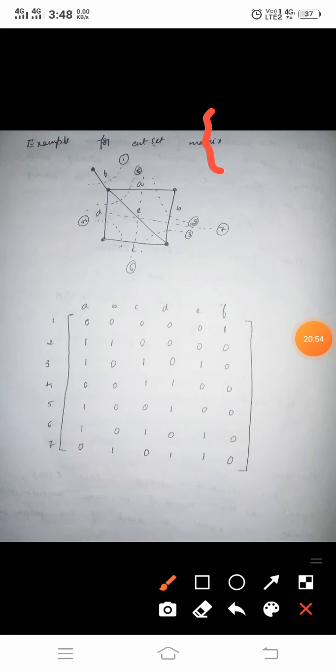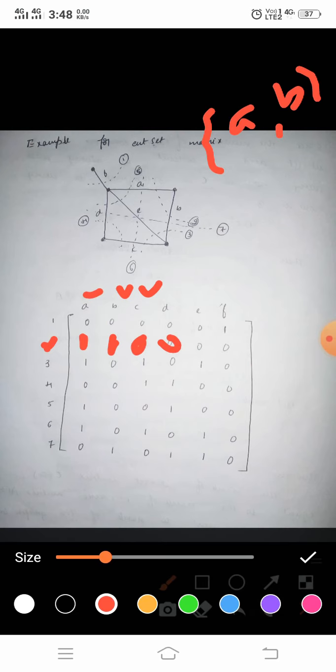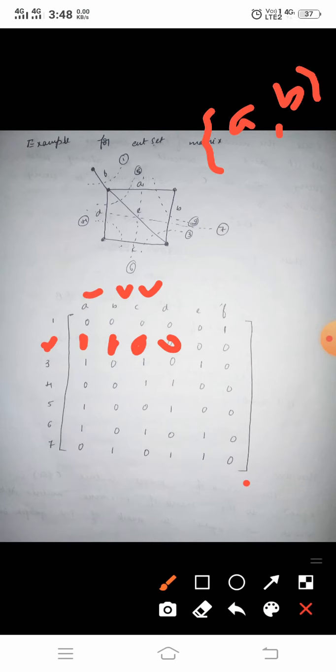Now take the second cut set, which contains A, B. A is present in the second cut set, so the entry is 1. Also B is present in the second cut set, so the entry is 1. But C is not present in the second cut set, so it is 0. Continue like this. This is the cut set matrix.